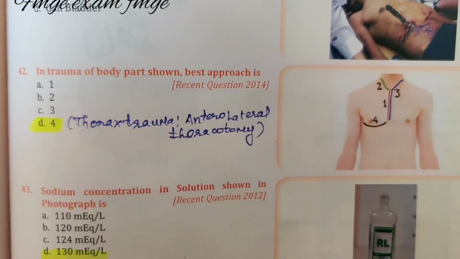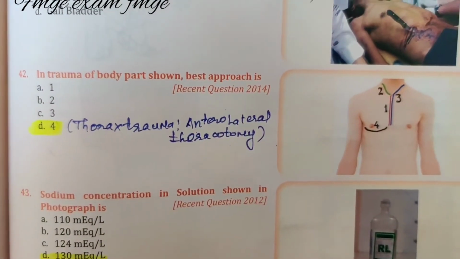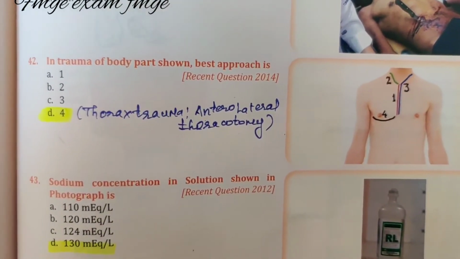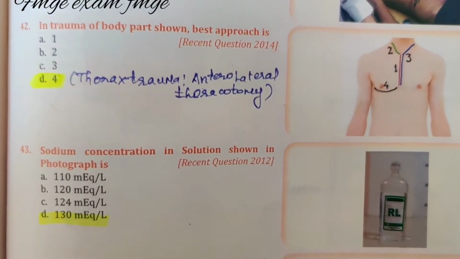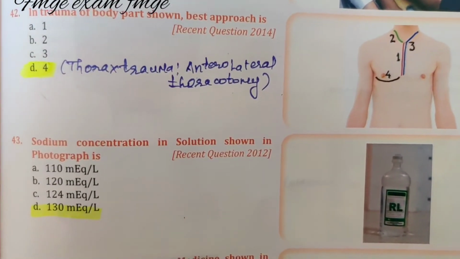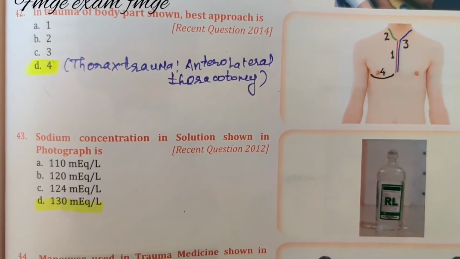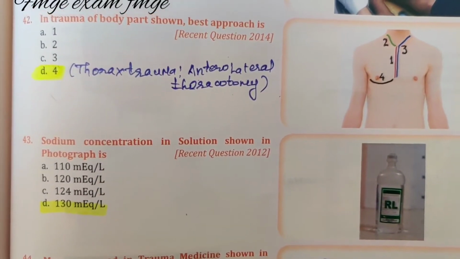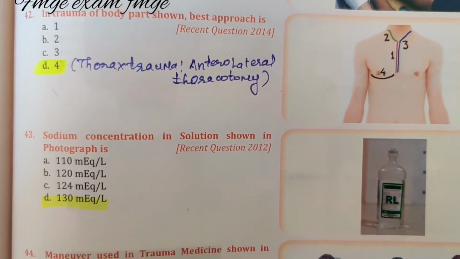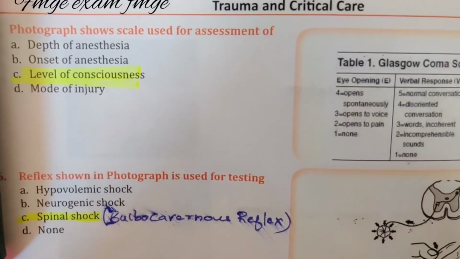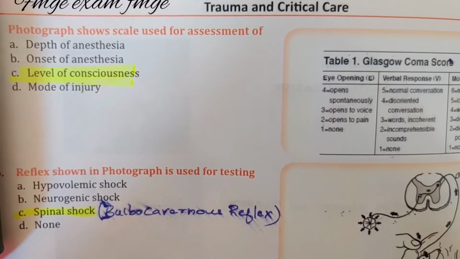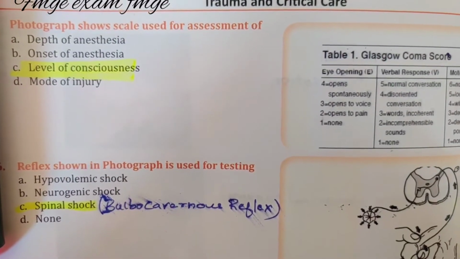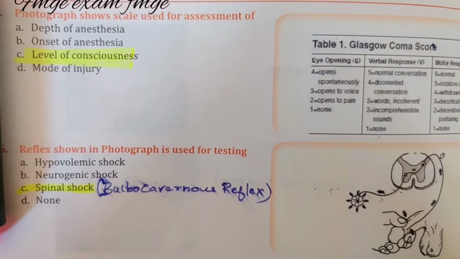In trauma, the body part shown, the best approach is anterolateral thoracotomy for thoracic trauma. Sodium concentration in the solution shown is Ringer lactate, 130 milliequivalents per liter. Photograph shows scales used for assessment of Glasgow Coma Scale score. It is used to assess the level of consciousness.